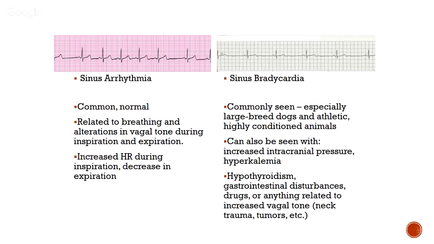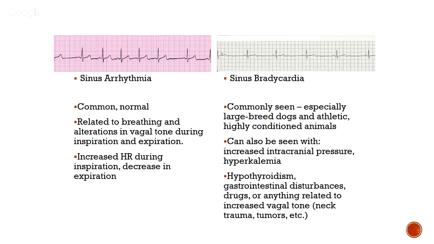In sinus bradycardia, we will see this in large breed dogs and athletic or highly conditioned animals. If you think of joggers who are just monsters, running 50 miles, they have very, very slow heart rates. They have a very strong heart, and the heart can pump more blood out each pump that it gives, and so it doesn't have to beat very fast.